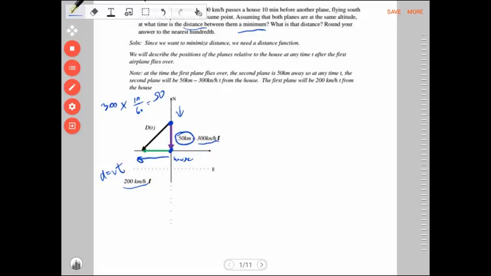So the distance is just the Pythagorean theorem. So distance squared is (200t) squared plus (50 minus 300t) squared. Now, one of the shortcuts we can use, at least for this question, there's only one distance, only one hypotenuse. So we kind of learned this last section.